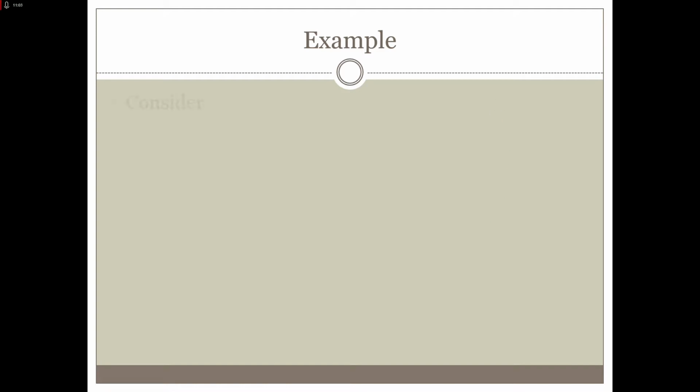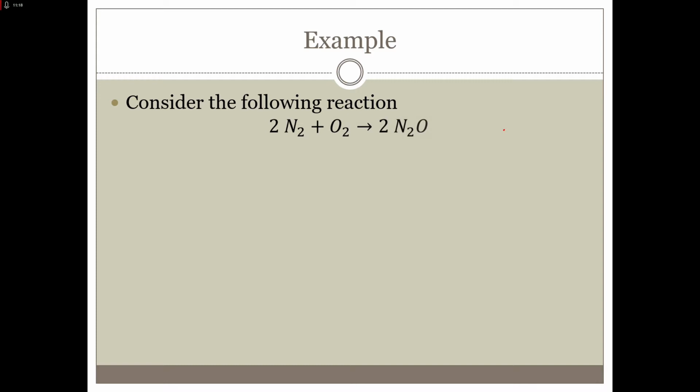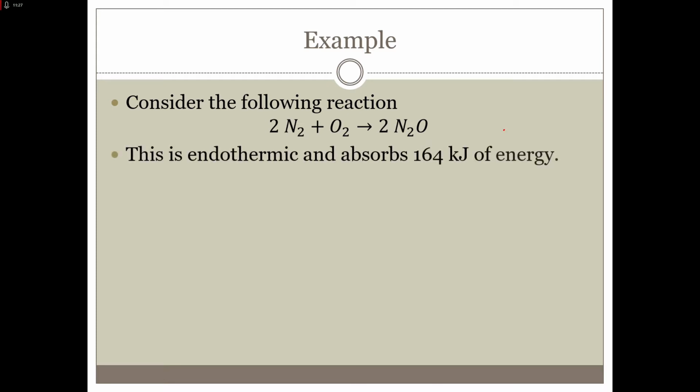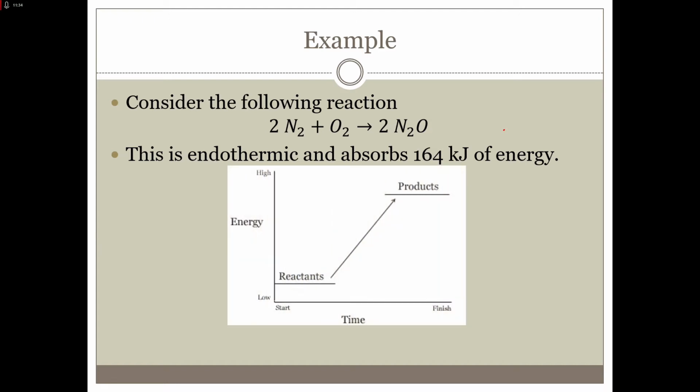Okay. So here's an example. Here's the following reaction. This is nitrogen gas and oxygen gas combining to form nitrogen monoxide. This particular reaction is endothermic, and it will absorb 164 kilojoules of energy. So we can show this in an enthalpy diagram. So that's what this here is.